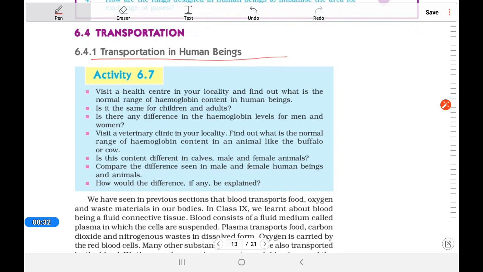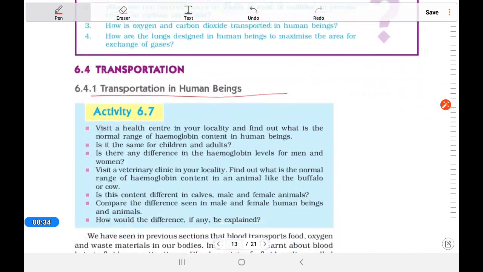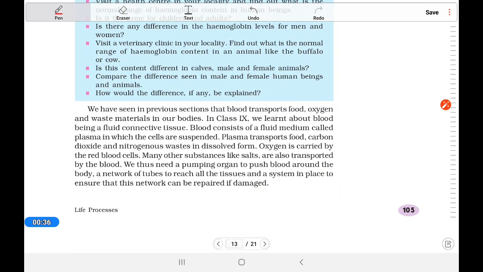So there should be a transportation system, and you know that in our body a well controlled system is there. That is the heart, the pumping organ. You know the blood is there, and so many blood lines: artery, vein, capillaries, all these things. Let us first see our pumping organ, that is the heart.